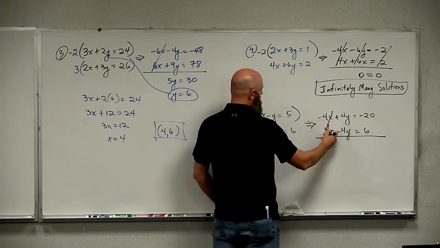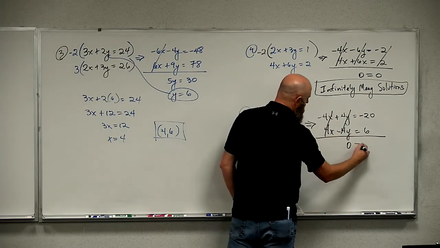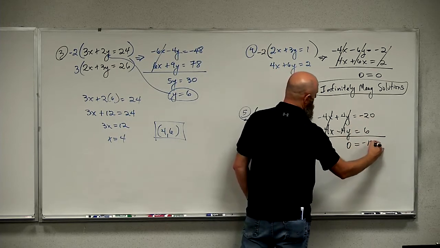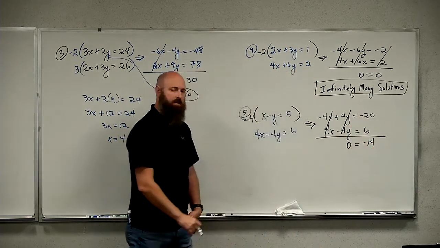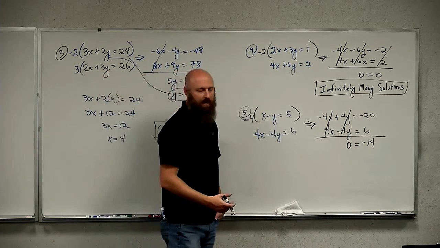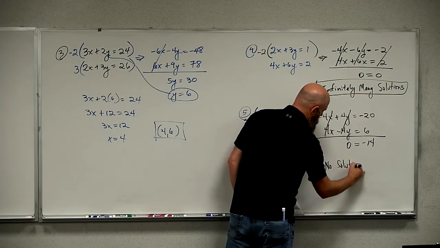All right, now our x's and our y's do eliminate. We see their opposite signs, but that's 0 equals -20 and 6, though, give me -14, not 0. So these are not true. 0 does not equal -14, so that is no solution.